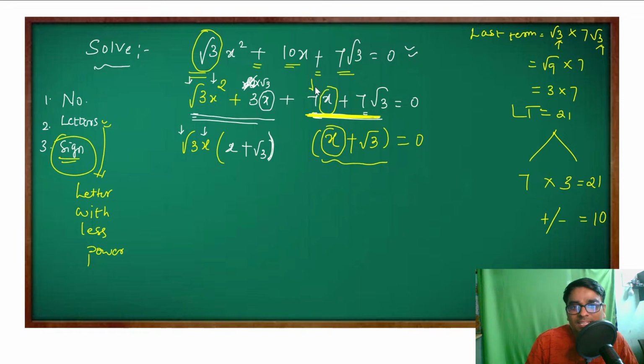7 was there, 7 is missing here. This idiot has gone for roaming now, so write 7. That's it, your work is done.